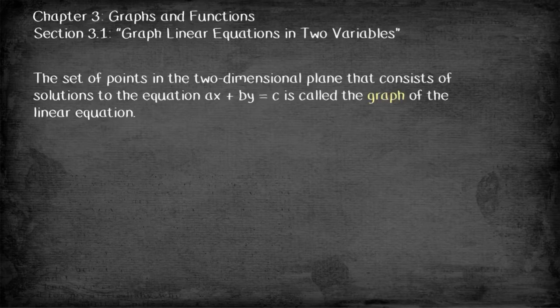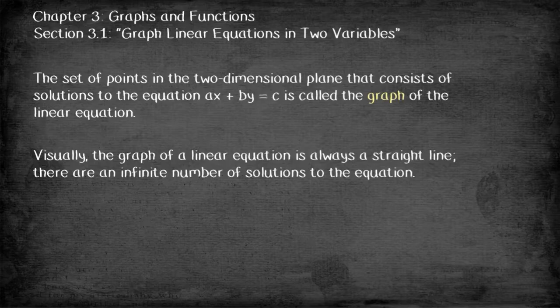So the set of all the points in the two-dimensional plane that consists of the solutions to a linear equation is called the graph of the linear equation. So graph as a noun refers to this set, and graph as a verb refers to drawing this set. Visually, at least for a linear equation, the graph is always a straight line. That's why the name linear makes sense.